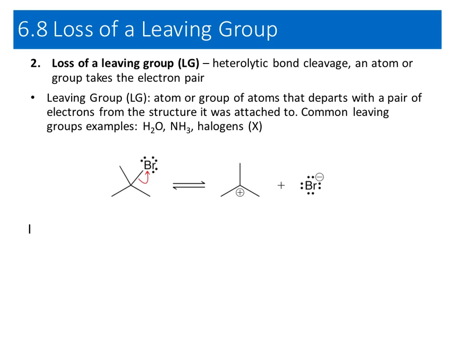Now, what's happening in this process? If you look at this example and compare the starting material with the products, in the starting material, bromine has 3 lone pairs of electrons. However, in the product, it has 4 lone pairs of electrons. This carbon is neutral in the starting material. However, it is positively charged in the product. So what's happening here? Bromine took the bonding electrons and left the molecule, and we show this process with one curved arrow to form the bromide anion and the carbocation.